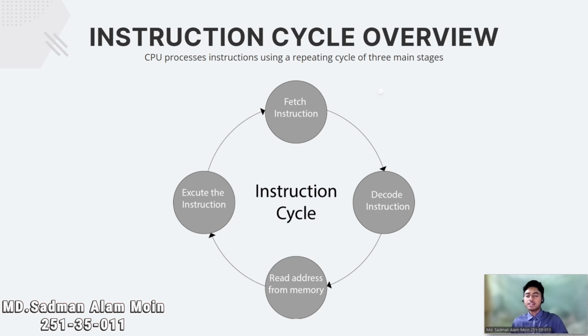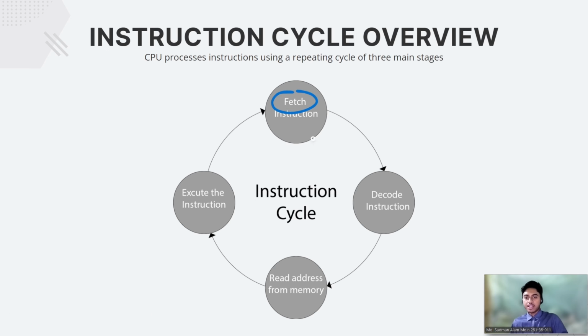Instruction cycle. It is a very simple loop. Fetch, decode, execute are the three main stages. The CPU repeats this loop billions of times to run any program.